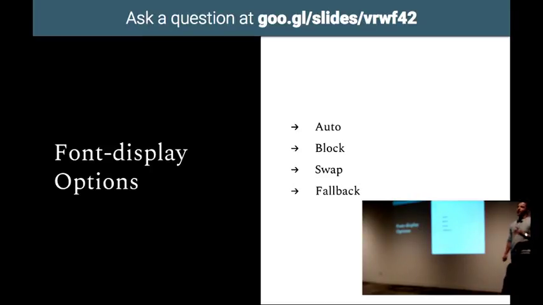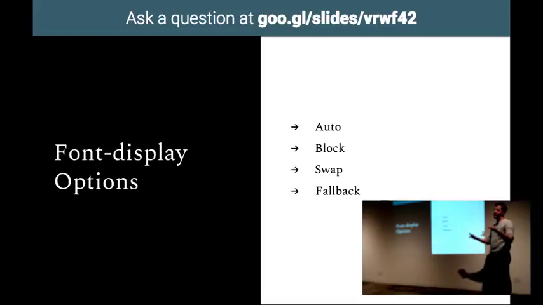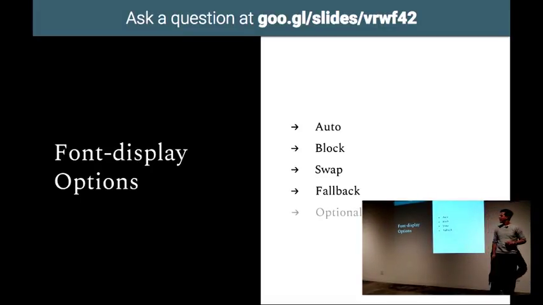The next option is fallback. This has a very, very small block period, about 100 milliseconds, maybe less, and a swap period that is a few seconds. So it'll basically show invisible text for up to a couple hundred milliseconds. If it hasn't downloaded the font you want yet, it'll switch to the swap period and continue trying to download for a few more seconds. If it times out there, it will just go straight to failure, never showing you the font you want.